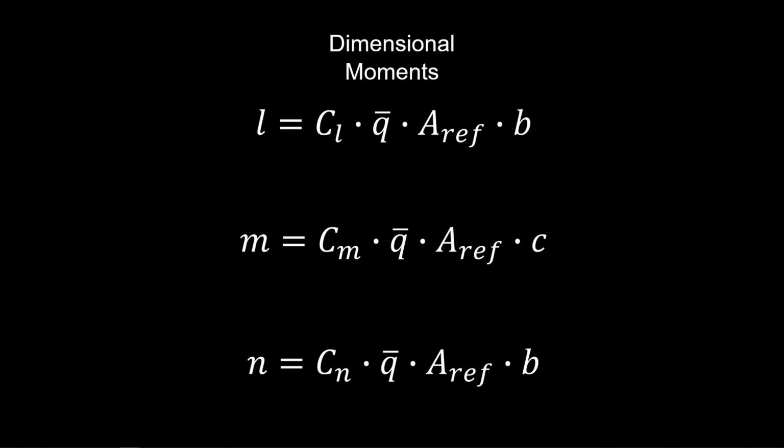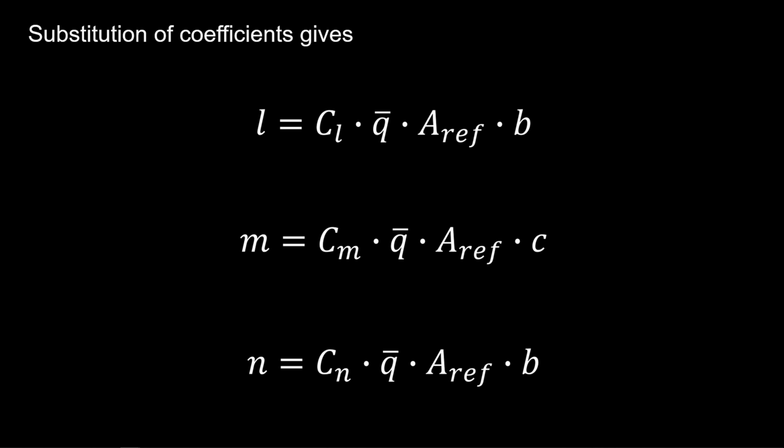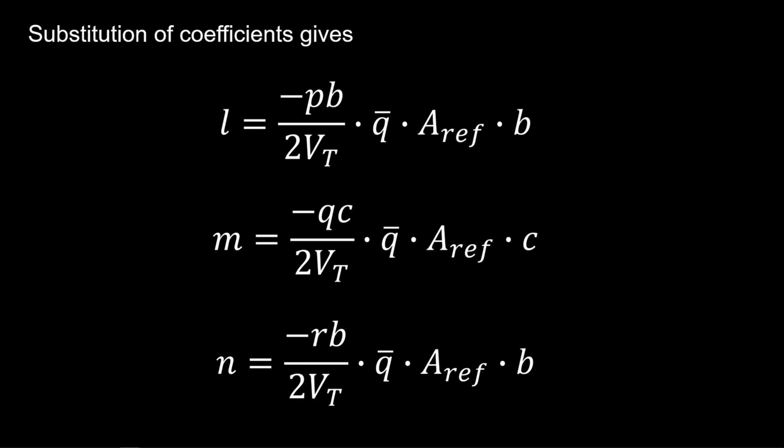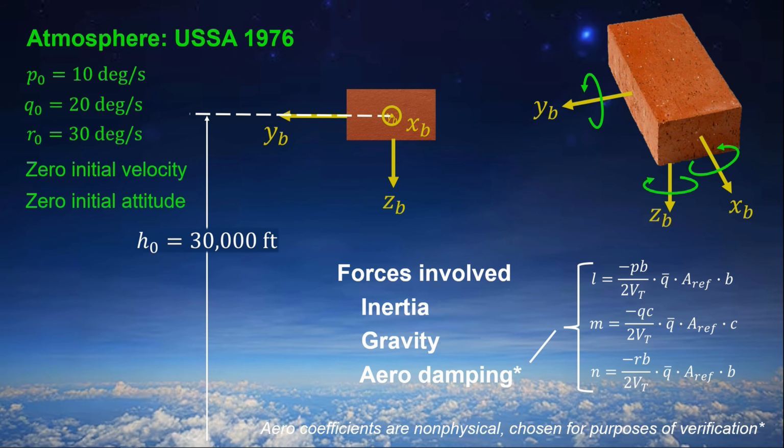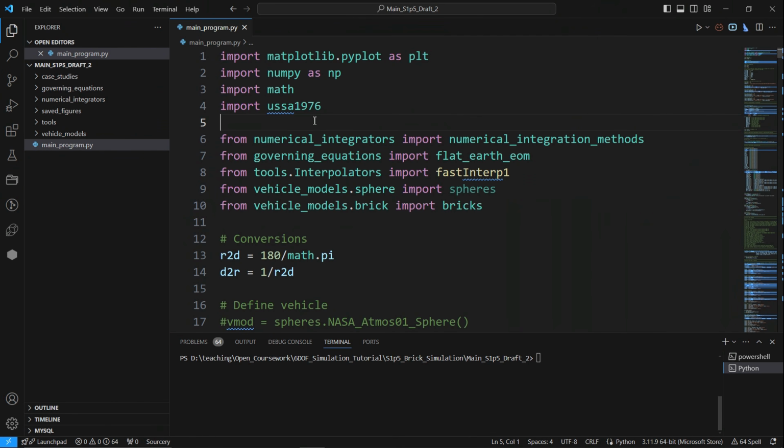Nevertheless, we can substitute the coefficients to obtain expressions for the dimensional roll, pitch, and yaw moments. These formulas will now be included in our Python code. Recapping our check case, we will apply the same initial conditions as check case 2, but now with the aerodynamic damping models included. Let's review the updates made to include the aerodynamic damping in our Python simulation.